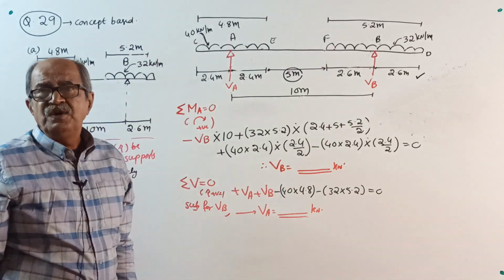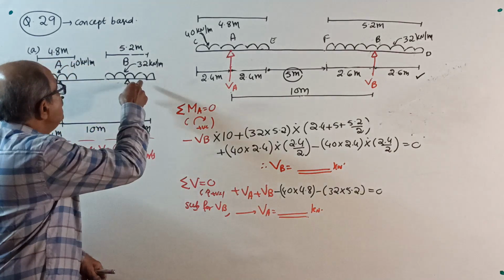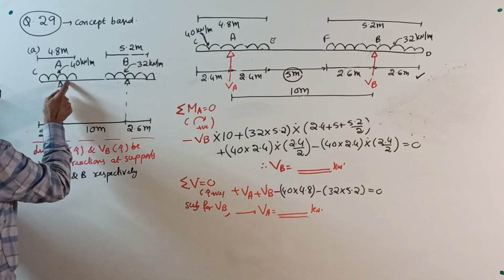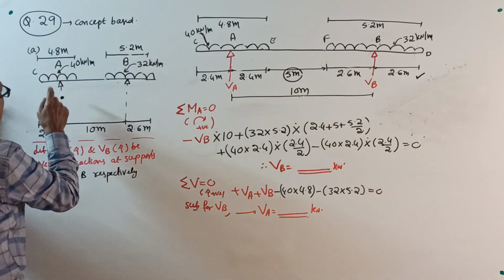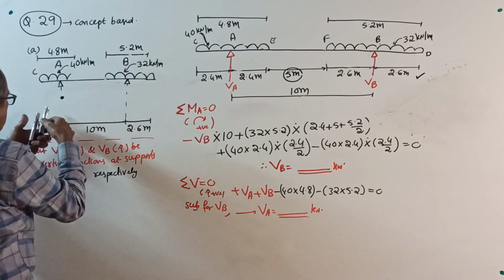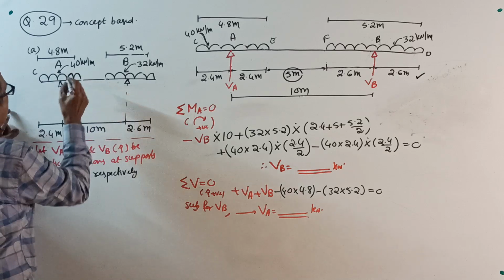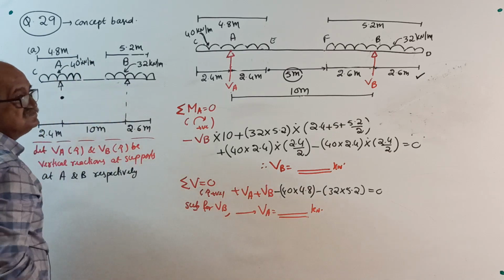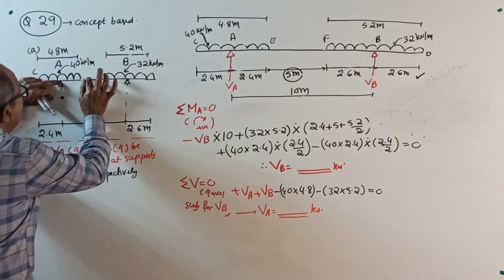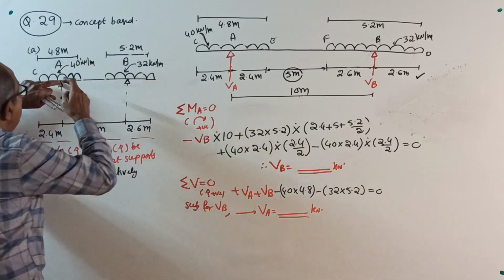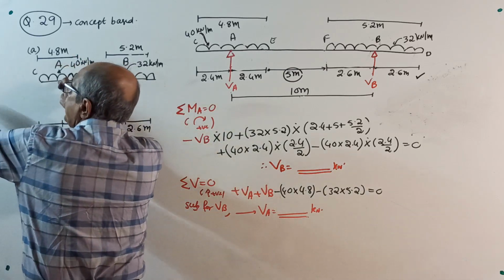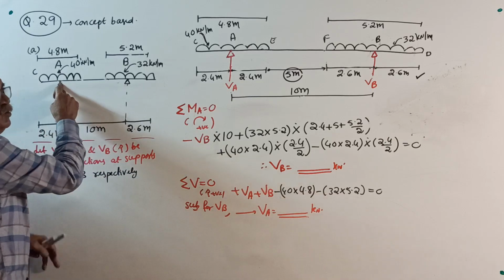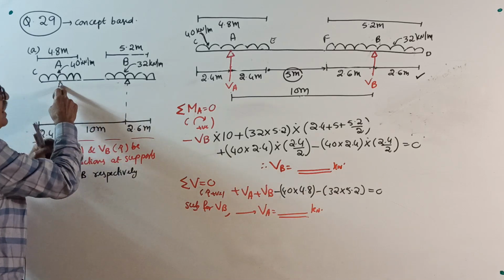If you want moment about A, there is no problem for the right side UDL. Directly the total load into this distance over. But when you see this UDL, the load which is to the right side of this point will produce clockwise moment. Load which is to the left side of this point will produce anti-clockwise moment. So it is better to split this UDL into two parts.